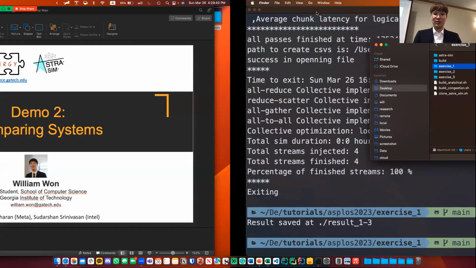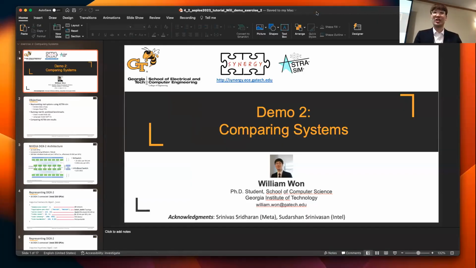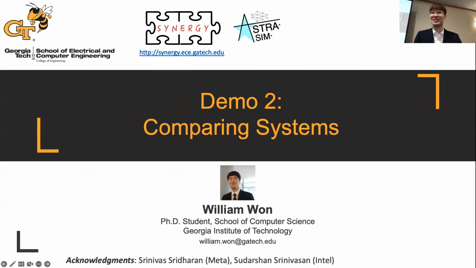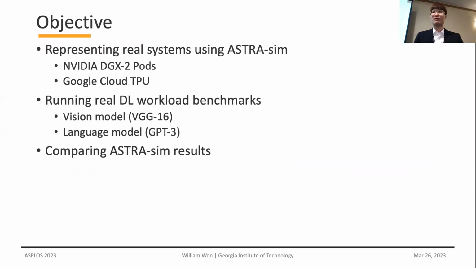Okay, I'll move on to the second demo, which is running some more complex, actual workloads. Here I want to represent two sample systems in the analytical network, which are DGX2 pods and cloud TPU architecture. And I want to run VGG16 and GPT-3, for example, workloads and compare the results.